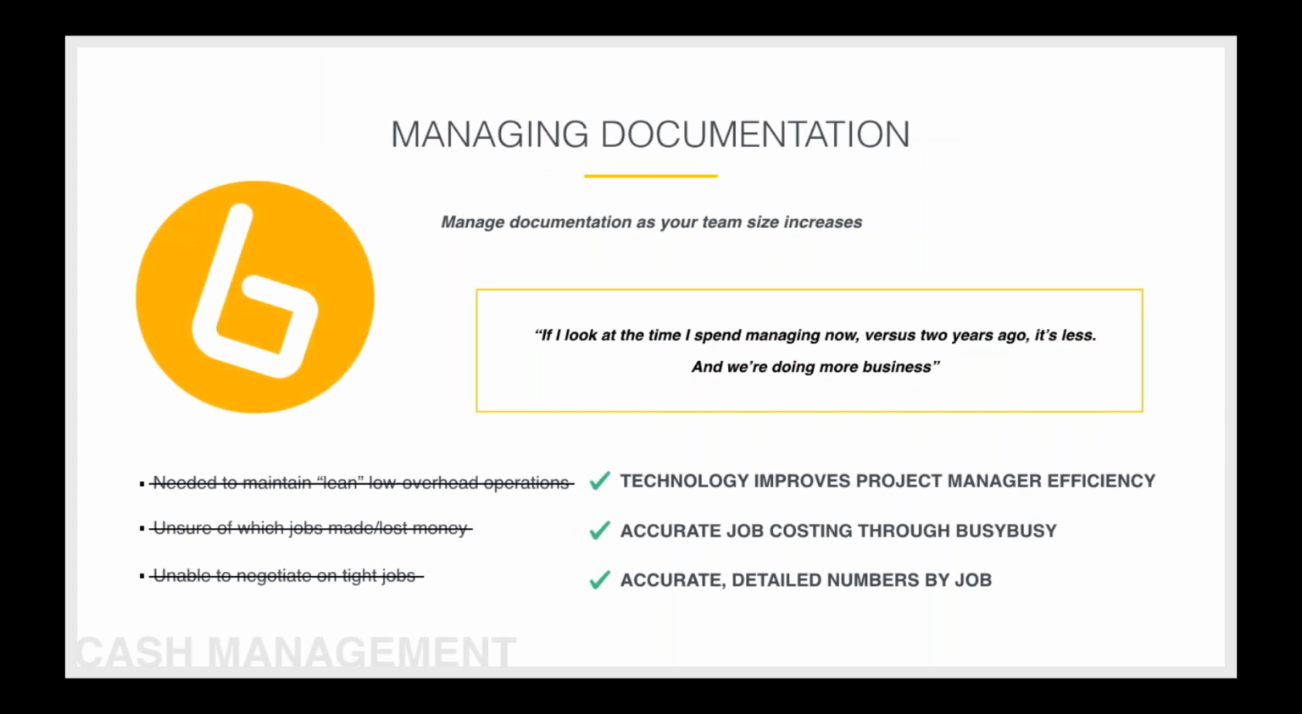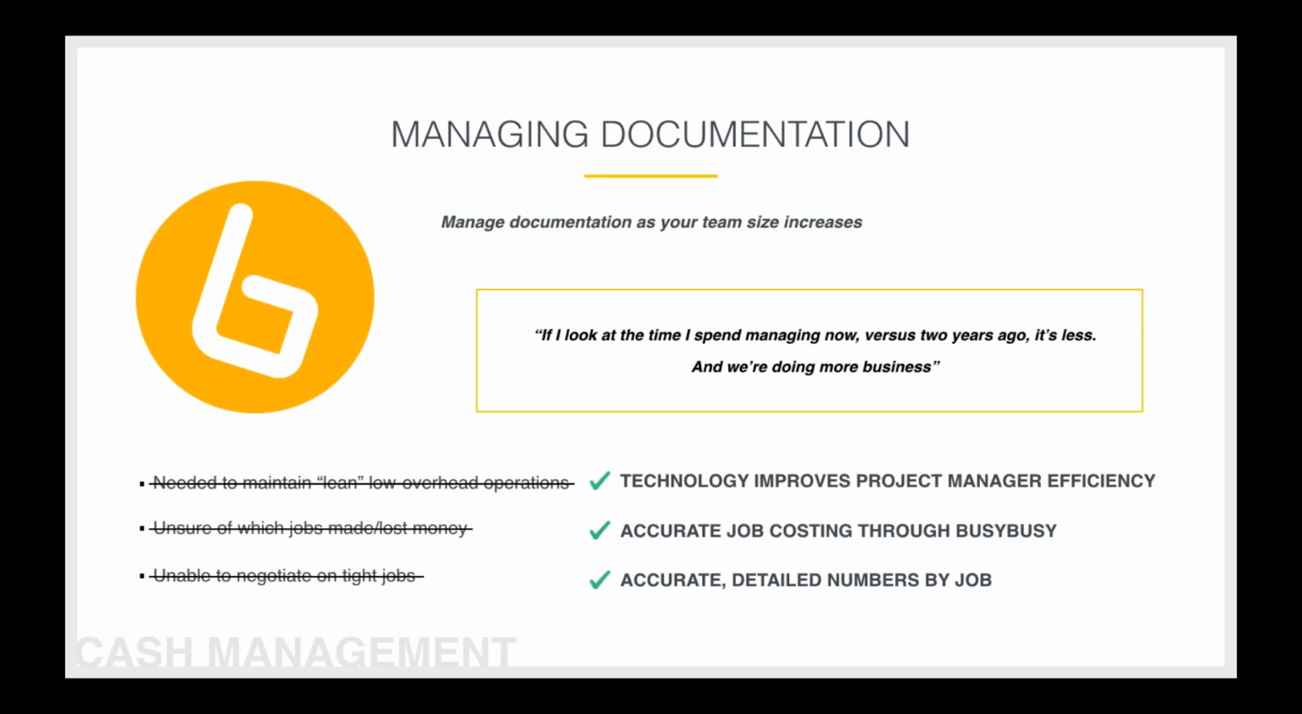And that's what this managing documentation has done, right? So he's needed to maintain lean overhead. He's been able to do that through the use of technology. He didn't know, again, what jobs were making money, what jobs weren't making money. He has accurate job costing through the use of BusyBusy. And he was unable to negotiate the tight jobs. Well, now he knows the detailed numbers on any jobs. And actually, last time I talked to him, he just said, Troy, just stay away from those ones. I don't even go into them, especially in today's market. He doesn't need to. He just said there aren't any more tight jobs anymore because he knows what he wants to bid on or where those numbers should be.